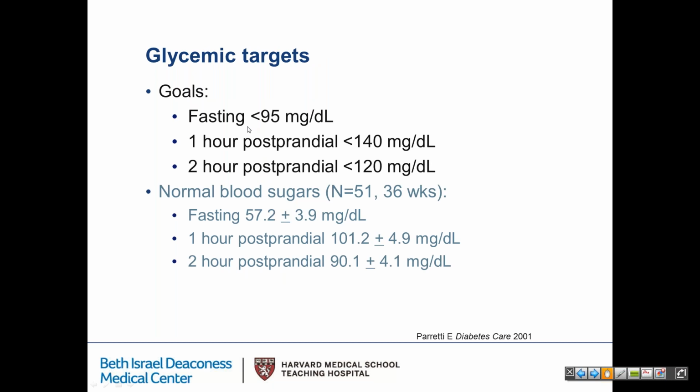What we're shooting for is a fasting of less than 95, and then either a 1 hour postprandial of less than 140 or a 2 hour postprandial of less than 120. Whether you choose a 1 hour or a 2 hour, I would argue choose one and go with it. I tend to have patients check at 1 hour for a couple of reasons. One is that there are old data suggesting that glycemic control is better when people use 1 hour postprandials compared to 2 hour postprandials.